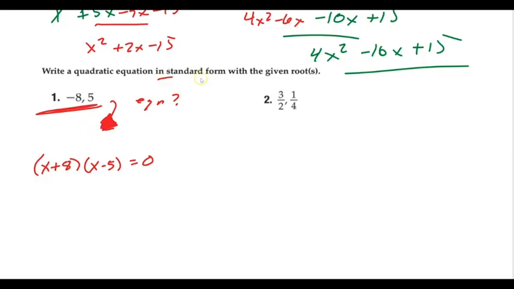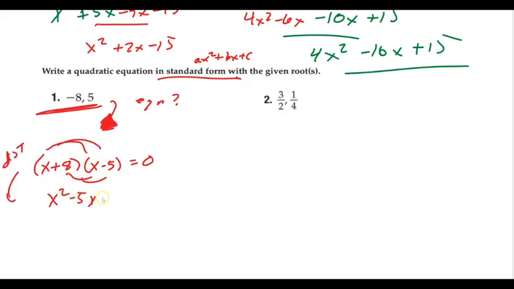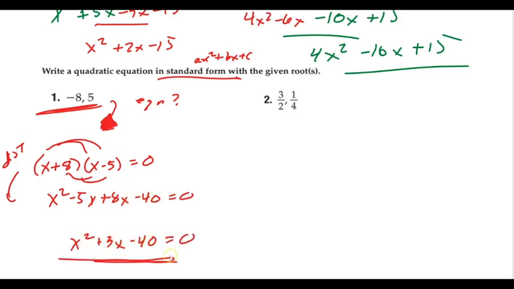They want it in standard form. Standard form is where you just have ax squared plus bx plus c. You know what we do next? We distribute. Multiply the x by both of them, x squared minus 5x. Multiply 8 by both of them, you get positive 8x minus 40. You get x squared plus 3x minus 40. So that's how you write the equation in standard form. You do the opposite, and then from there you can simplify it out.